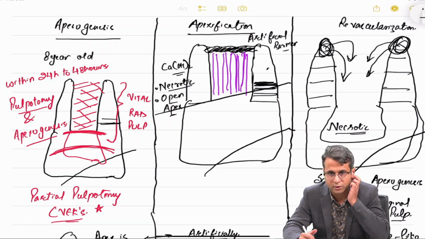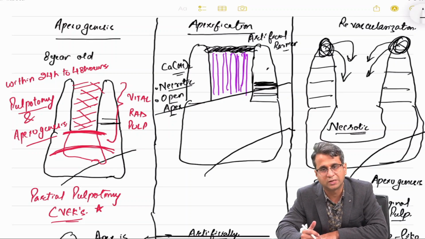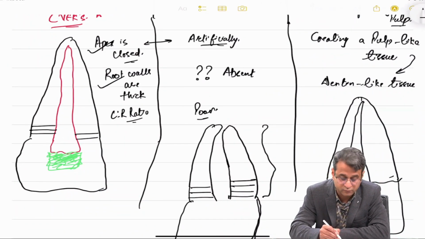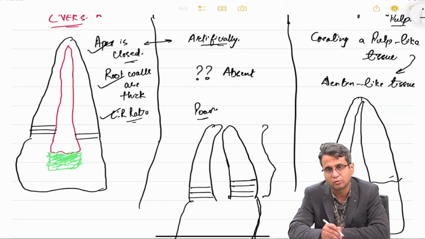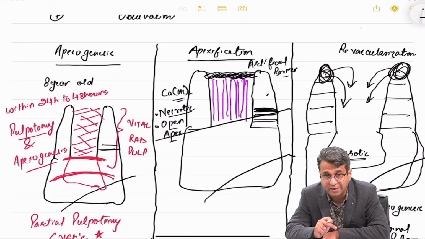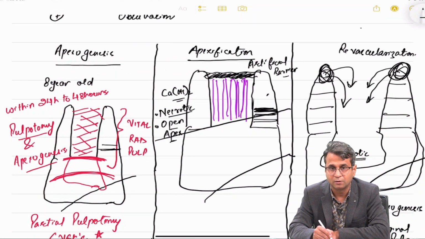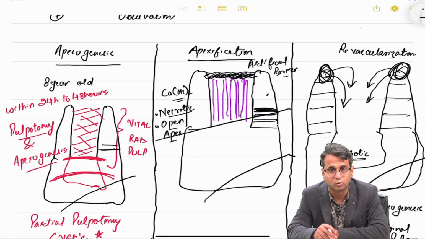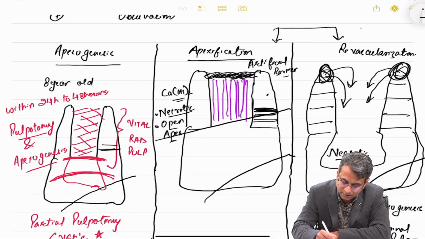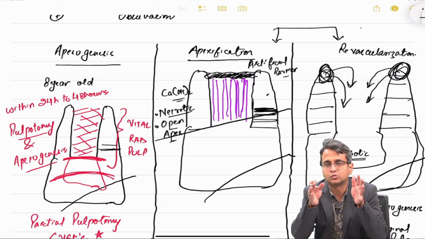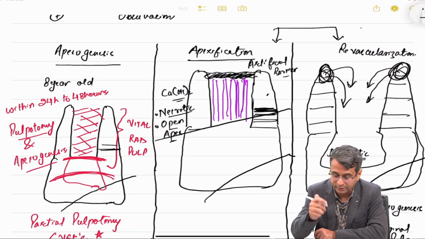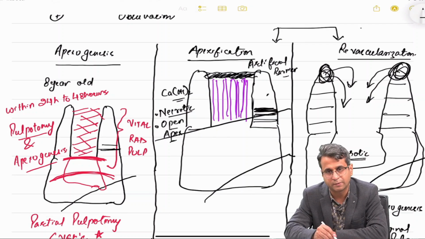So we will have all the advantages of the apexogenesis. See the advantages: the apex will be closed, you will have root walls which are thick, and you will have a better crown root ratio. Otherwise, if we would have resorted to apexification, then the poor crown root ratio will be there and poor root wall thickness will be there. So remember, in these two pictures, the patient comes to us with the same scenario, necrotic pulp. Okay, so it is up to us whether we want to go for the revascularization or apexification.